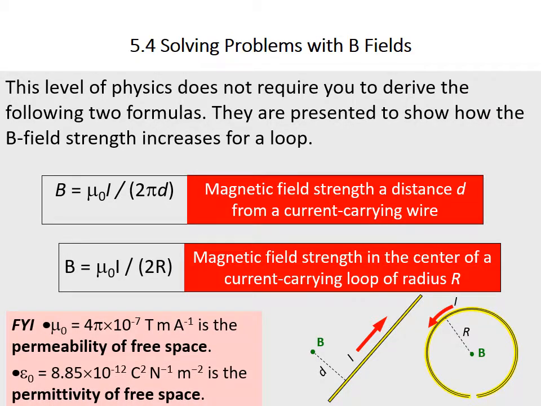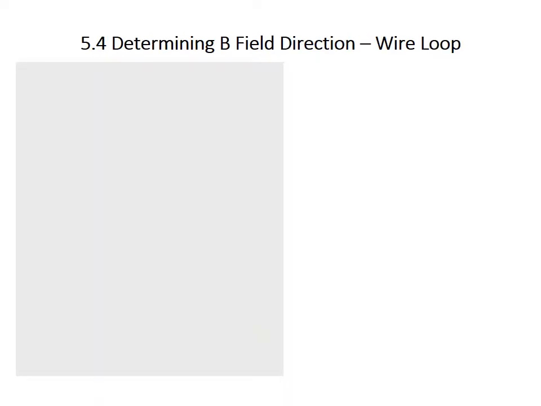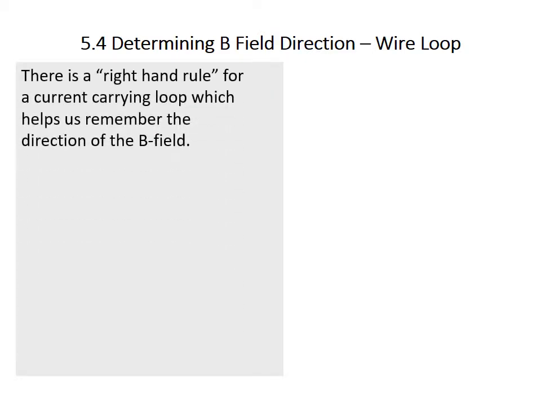Epsilon naught, 8.85 times 10 to the negative 12 Coulomb squared per Newton per meter squared, is the permittivity of free space. Permeability, permittivity. Ugh. So in similar fashion, the magnetic field direction for a wire loop is also determined using a right-hand rule.